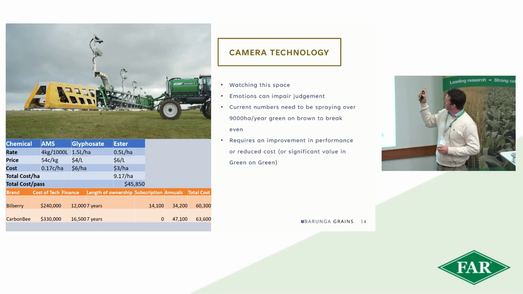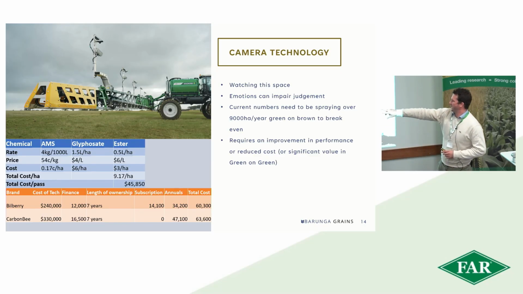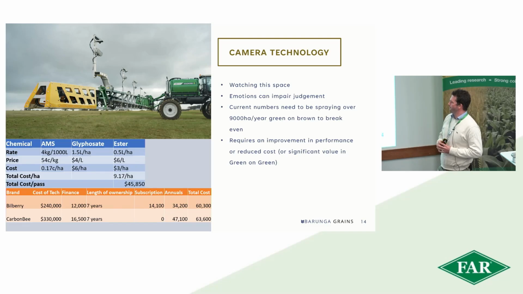So if you go down the bottom, we can see there's two different, I've done a little bit of a case study between two different companies. We've got Bilberry and Carbon B. They have two different business models. One of them is slightly more expensive, and the other one has a subscription. So you've got to pay to unlock the technology to spray your weeds.